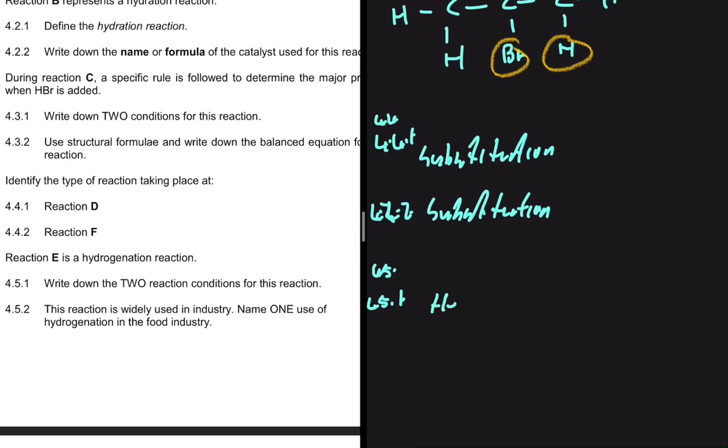So we need heat, and another thing we need is a catalyst. Which catalyst in this case? We need palladium, platinum, nickel, and so on. And then 4.5.2, name one use of hydrogenation in the food industry. Well, I will leave that one to you.